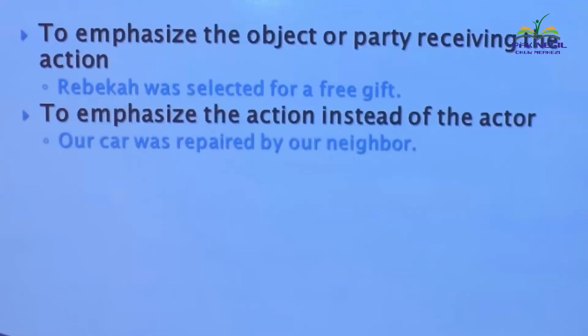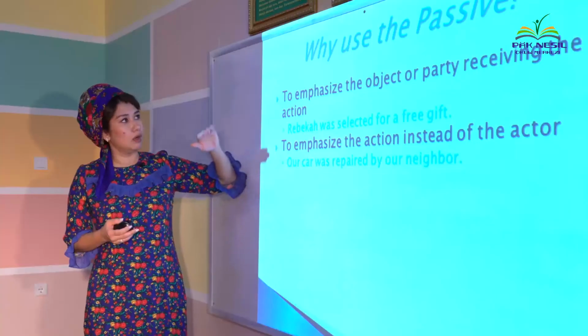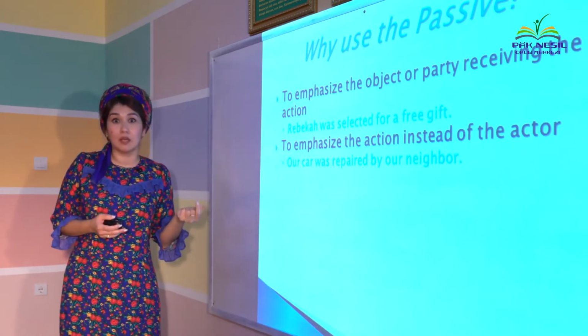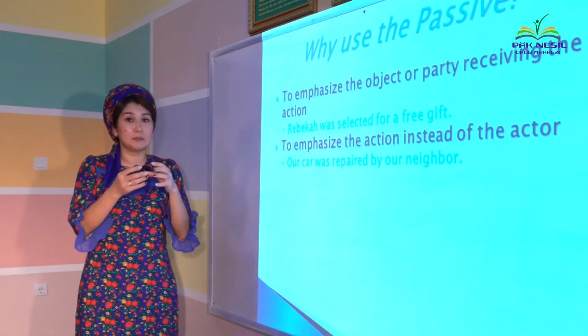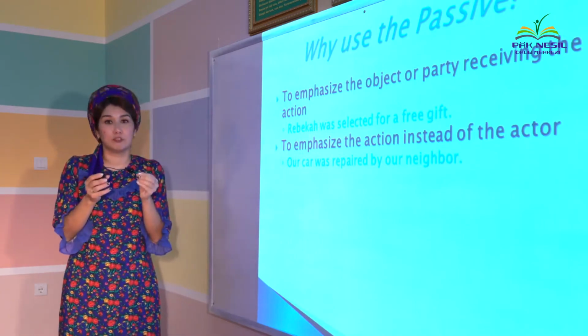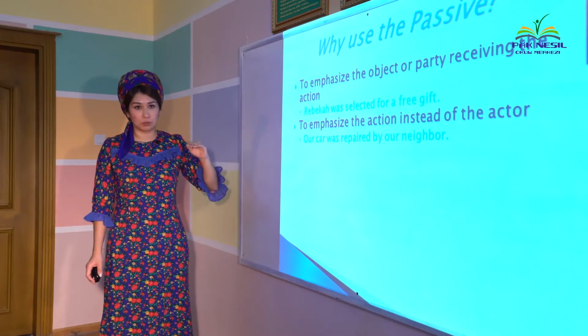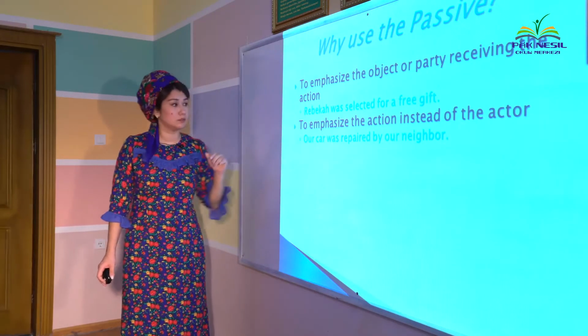Next, we use passive voice to emphasize the action instead of the actor. We need to stress the action itself, not the doer of this action. For example, our car was repaired by our neighbor. Again we have the object here, was repaired. By whom was it repaired? By our neighbor. So the action is more important here, and that is was repaired.